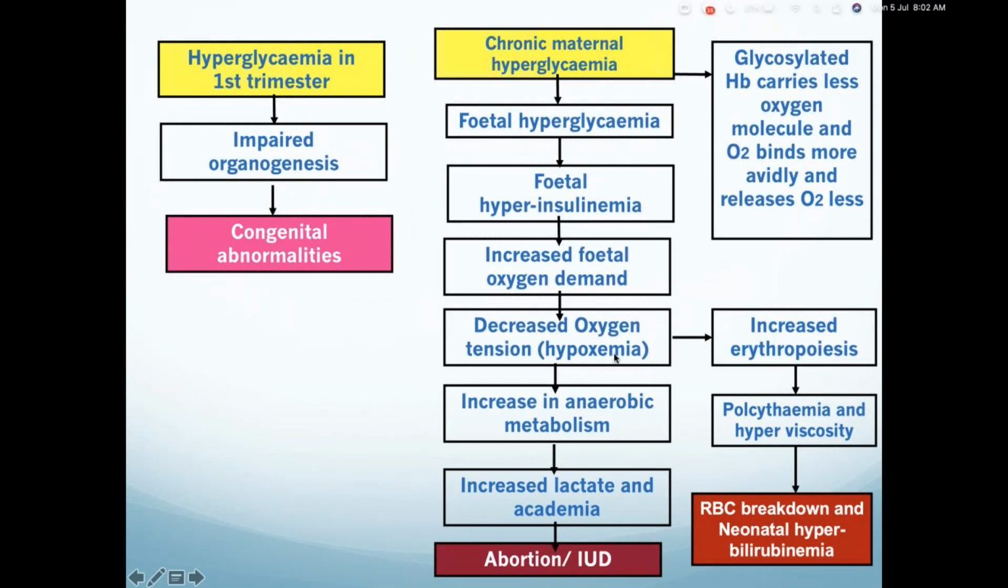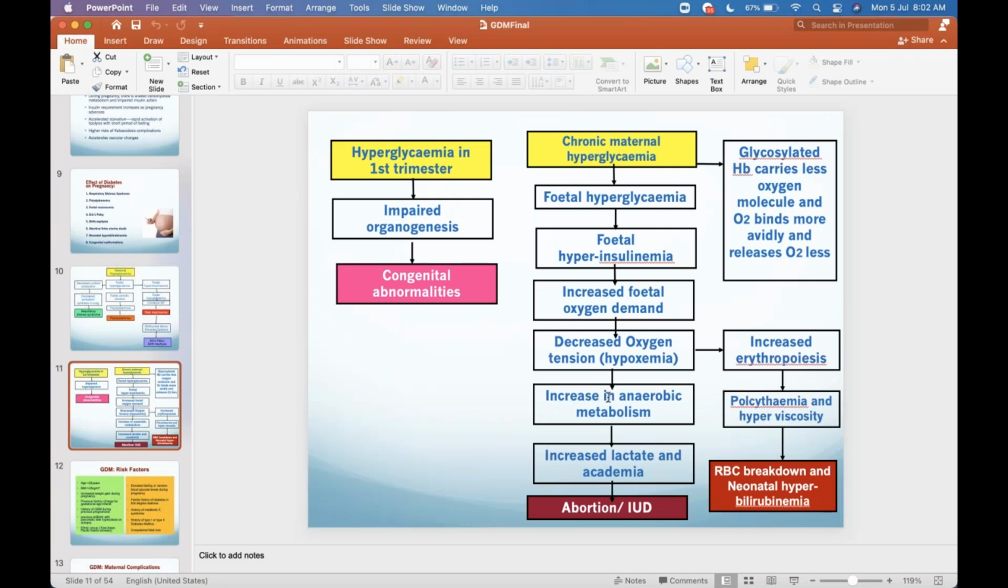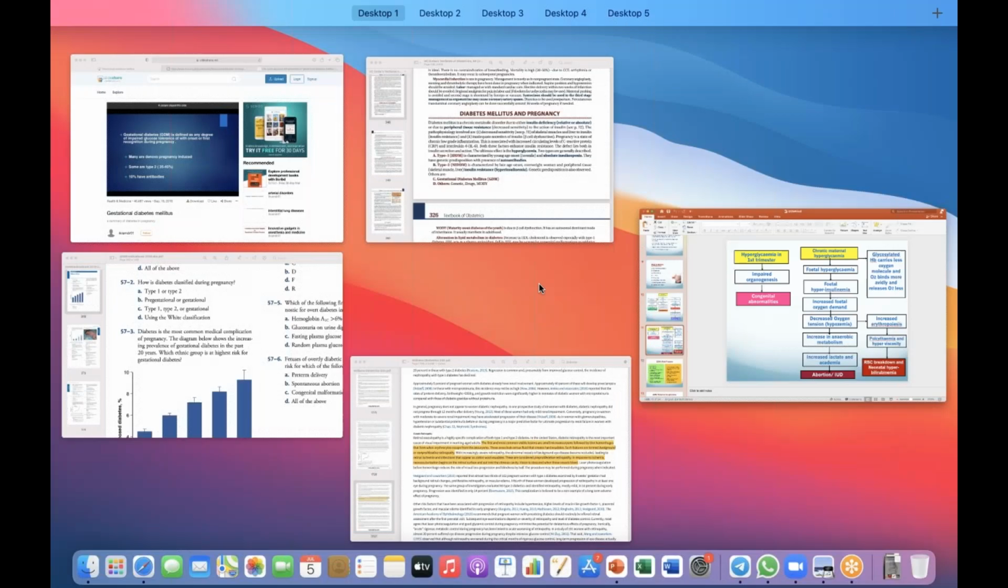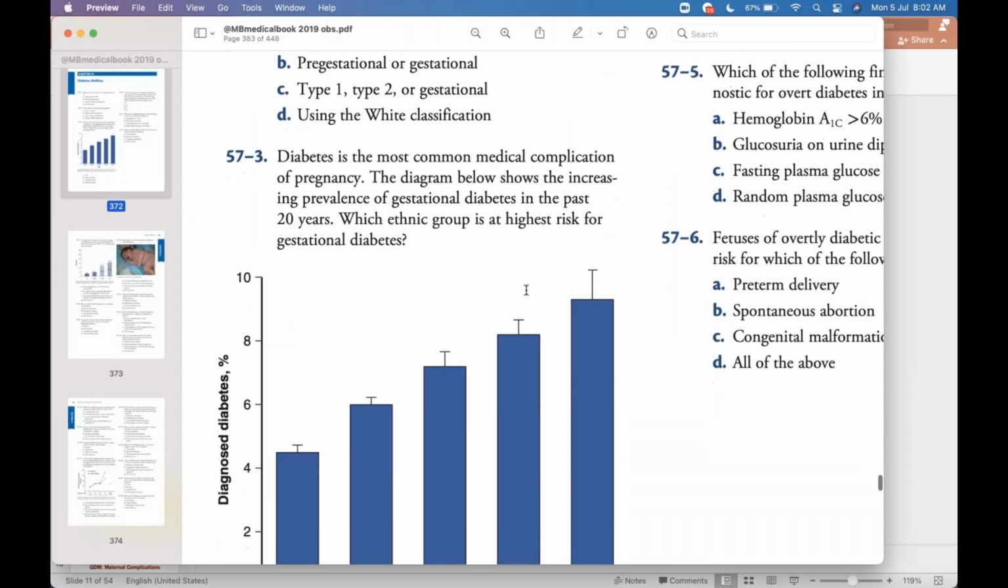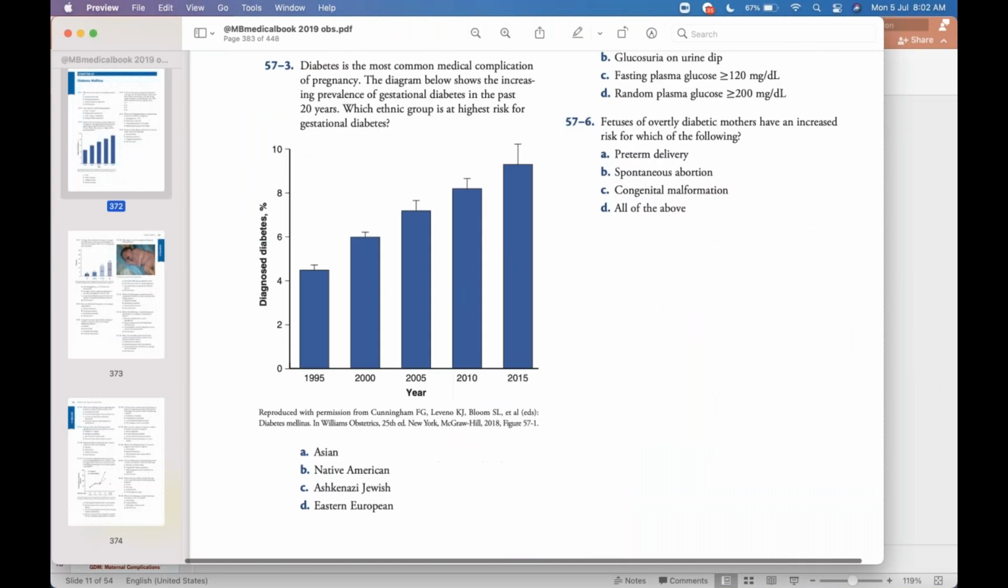Because of this decreased oxygen, hypoxemia, there will be increased erythropoiesis, and there will be polycythemia and hyperviscosity in the baby, and when the baby is born, there will be neonatal hyperbilirubinemia as well. So right now what I have discussed is the patient already had diabetes, pre-existing diabetes, and then she developed this thing. Now, this is a question.